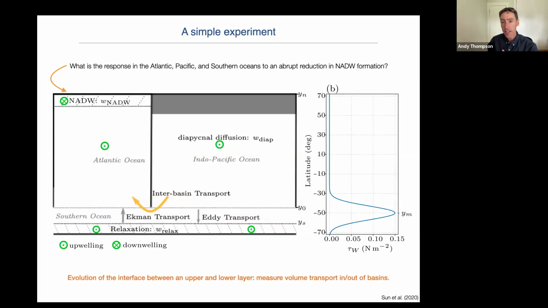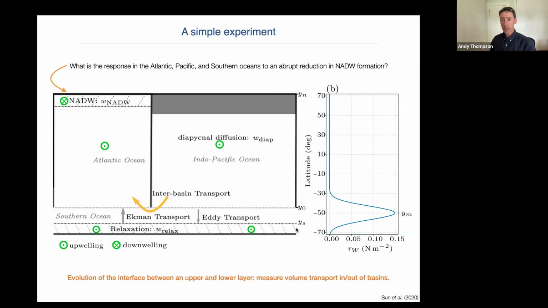So here I'm showing a numerical setup. What you're looking at is a plan view of a very simplified picture of the global ocean. And importantly, it has two different basins. On the left-hand side, you have the Atlantic Basin. On the right-hand side, you have the Indo-Pacific Basin. The main difference between the two is that in the Atlantic Basin, we have a region in the north where you make dense water. Finally, in the southern part of the domain, we have some representation of the Southern Ocean that allows exchange between the two basins, and again, has some representation of upwelling in the Southern Ocean.